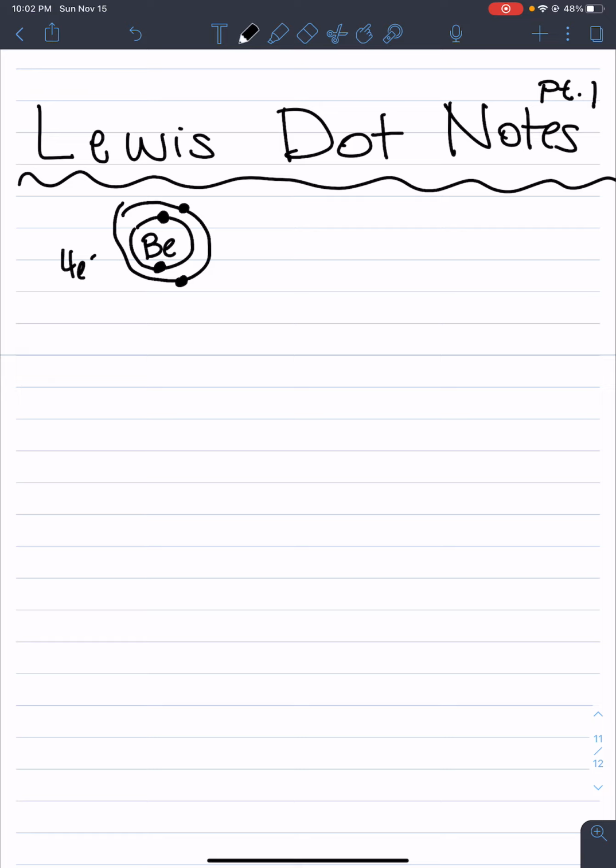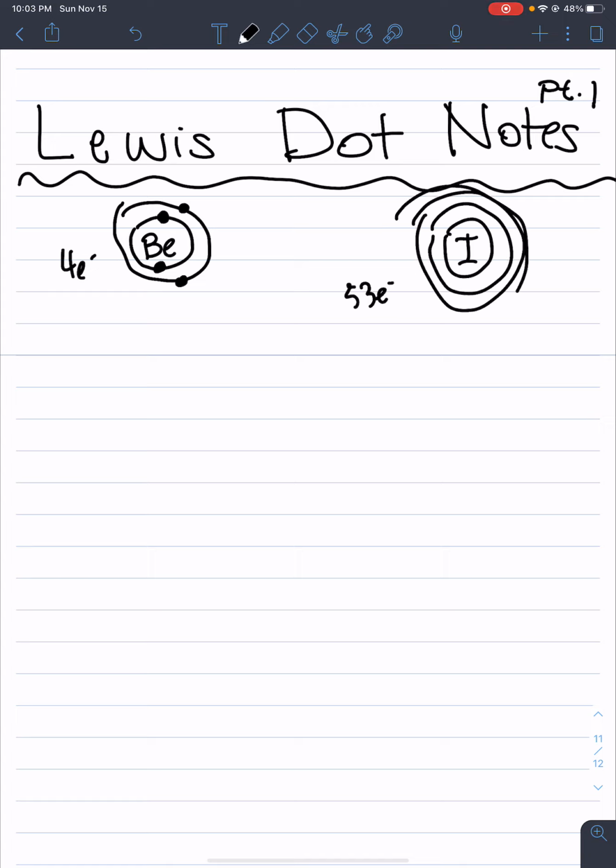That's pretty easy. But say I ask you for an element like iodine. And iodine has 53 electrons. For you to draw this, you'd have to draw so many circles, right? And so many dots in here. You have to do 53, and it'd be really hard. So instead, we've come up with this way to do it called the Lewis dot.